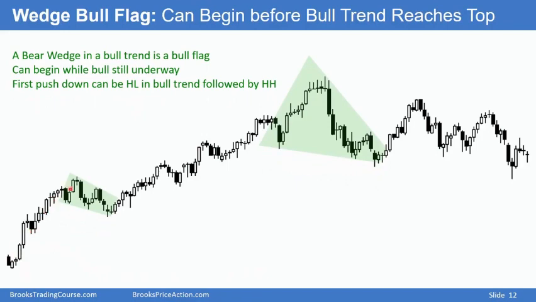Here we got a bull trend and a wedge bull flag. Three pushes down, 1, 2, 3. But look at this push down. This bear channel, a small bear trend, began before the bull trend ended.